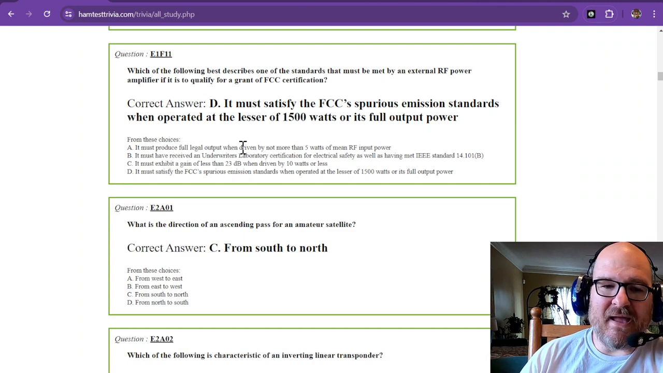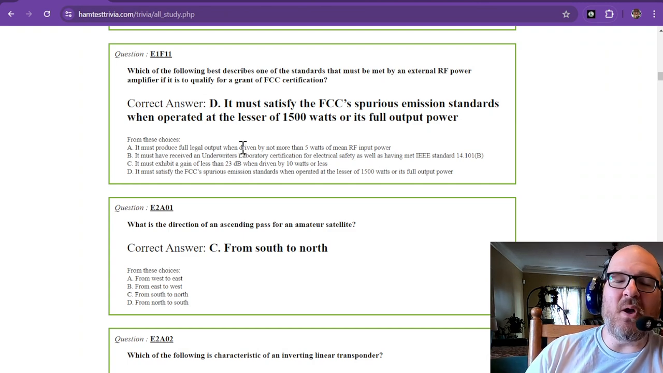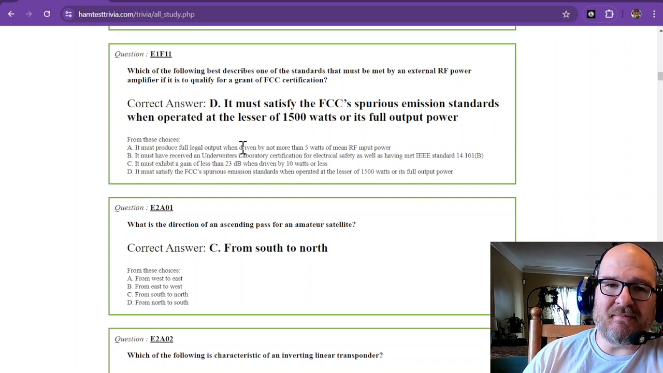Alrighty, we've made it through sub-element 1 of element 4, the extra exam license.